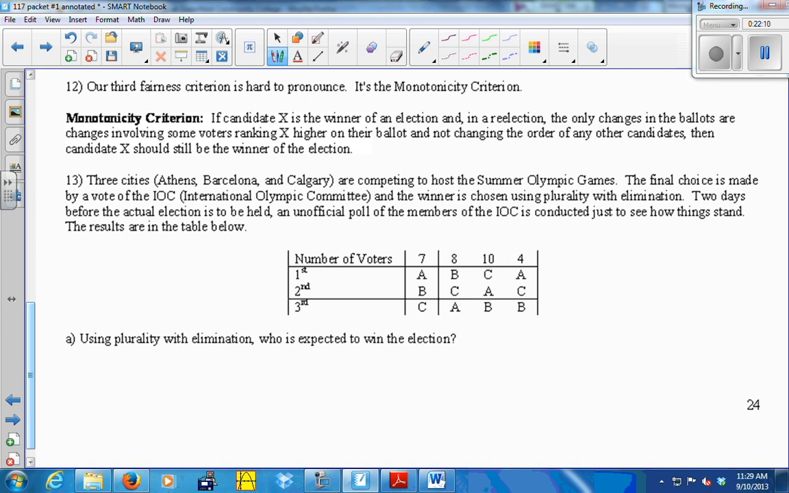If in the re-election the only changes in the ballots are changes involving some voters ranking X higher on their ballot, right? So they're only good changes for candidate X, where some people have moved candidate X up, right? And they don't change the order of any of the other candidates, then candidate X should still be the winner, right? Monotonicity means the winner should remain unchanged. The winner should be constant if the only changes are good changes for candidate X.